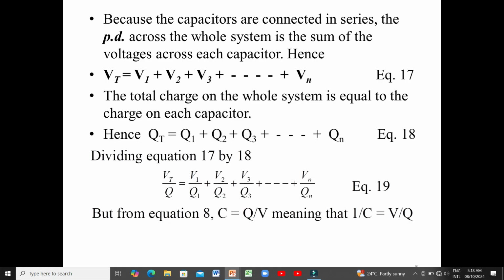Equation 17. The total charge on the whole system is equal to the charge on each capacitor. Hence, Qt, which is the total charge, equals Q1 equals Q2 equals Q3 until you get to Qn. So if we divide equation 17 by 18, it will give us Vt over Qt equals V1 over Q1 plus V2 over Q2 plus V3 over Q3, and so on till you get to Vn over Qn, equation 19. But from our equation 8 in part 1 of the lecture, C is equal to Q over V, meaning that V over Q will be equal to 1 over C.